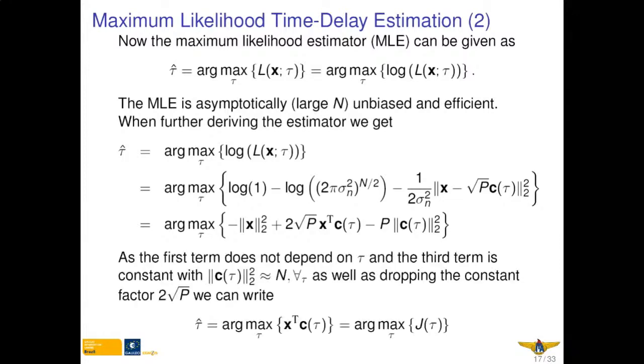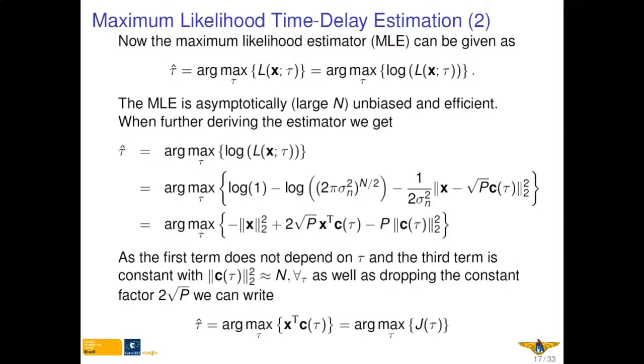As I said already, the first term does not depend on tau, and the third term is constant, with the L2 norm of the vector c of tau approximately equal to N. And we can also drop these two factors in front of the second term, so 2 and the square root of P. We end up with this maximization.